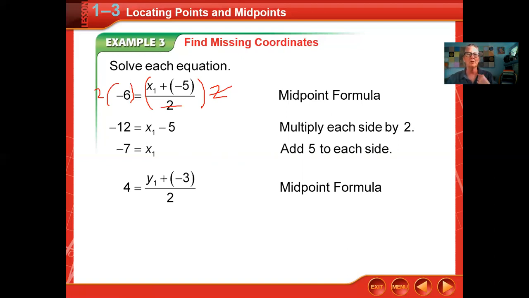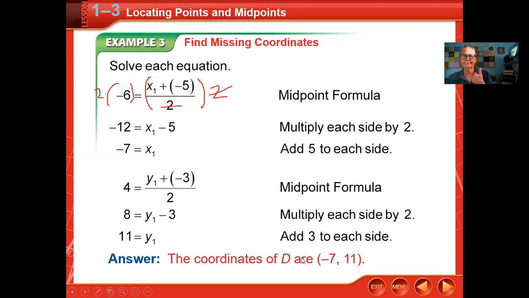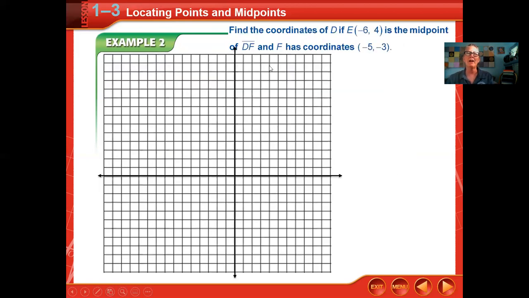So same deal. You multiply both sides by 2. So the left side, you'll end up with 8. And on the right side, the denominator's gone. And now you just add 3 to the other side and you get 11 for the y coordinate of the other endpoint. So the answer is the coordinates of D are negative 7, 11.